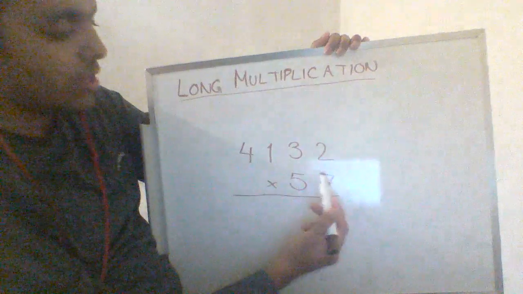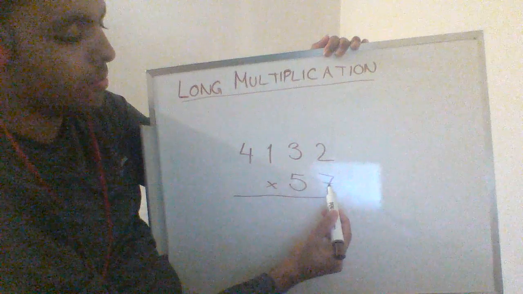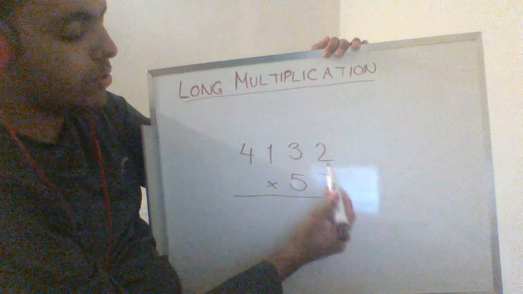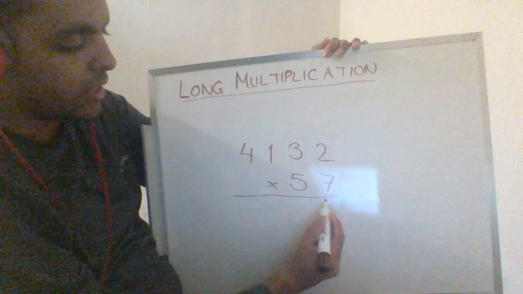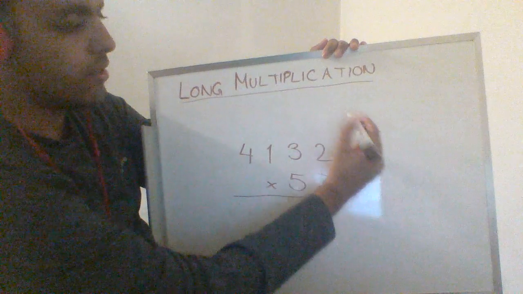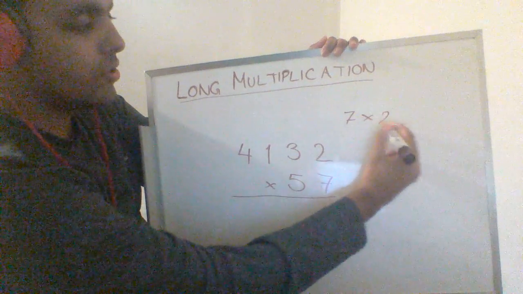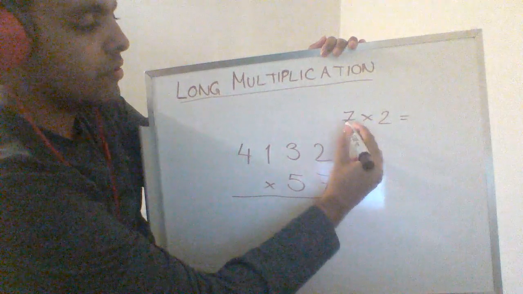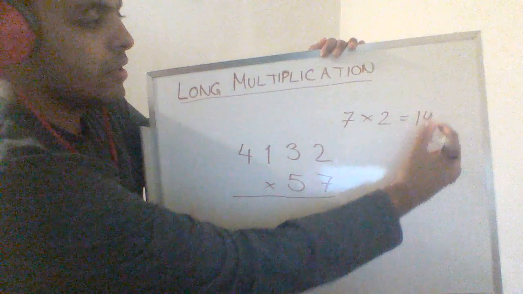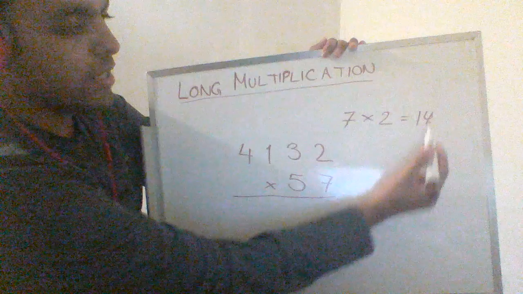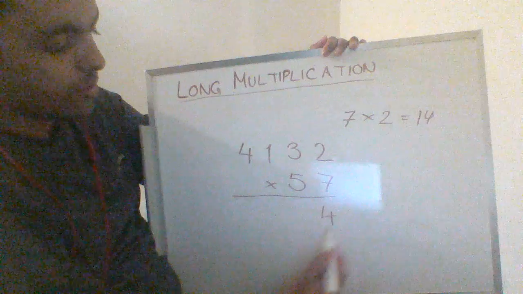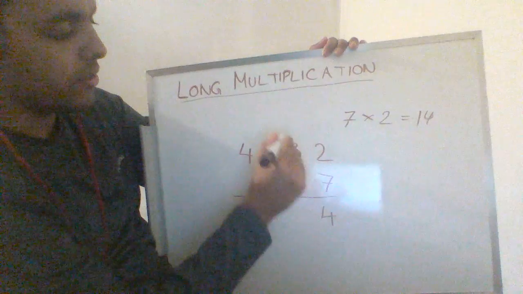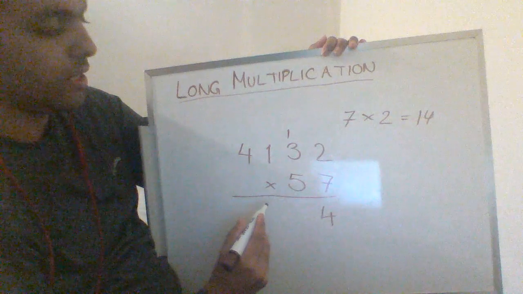So we're going to start with this 7, and so what we do is we do 7 times 2. If you calculate that, you'll get that 7 times 2 is 14. So we know that 7 times 2 is equal to 14. So what you do with this 14 is you take the 4, put it down at the bottom, and this 1 is going to get carried over into the tens place.